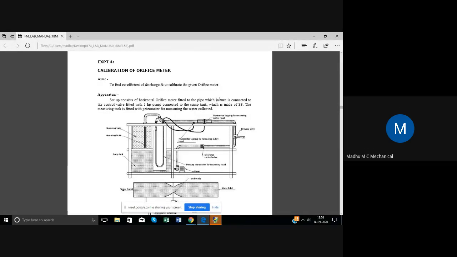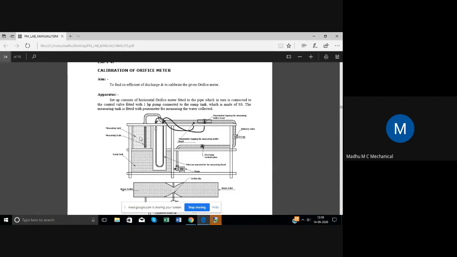Calibration of orifice meter. So, as I told you, an orifice meter is a circular plate through which the fluid will flow. You have to calculate the discharge. Now, observe here, this is the apparatus that you are going to have. Here you have a measuring tank, a water tank. Inside that there is water, and you have a scale to find out how much liquid is in it.